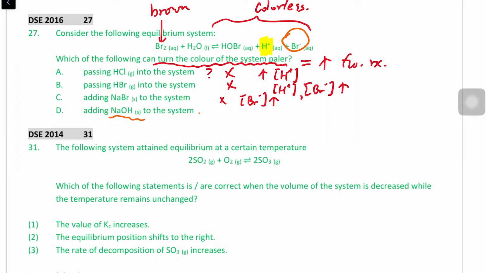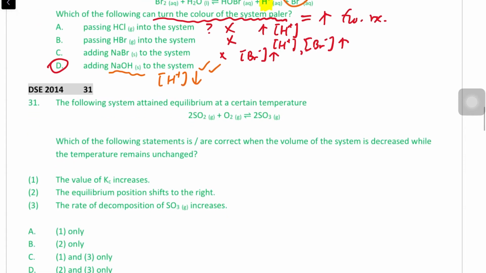Finally, how about adding NaOH? Well, good, because of neutralization, adding NaOH will neutralize and lower the concentration of hydrogen ion. Then the reaction will need to do something to compensate and get more forward reaction, right? So the answer is D. Okay, D.